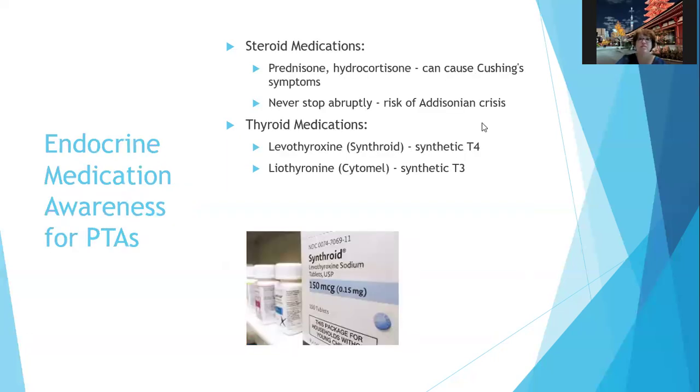So the medications that people are taking in general, if they have cortisol issues, prednisone and hydrocortisone can actually cause Cushing symptoms, but they should never be stopped abruptly because then you're risking an Addisonian crisis. Thyroid medications include Synthroid. You hear that a lot for people that have had their thyroid removed or even partial removal. It's synthetic T4, and then Cytomel is synthetic T3. So those synthetic thyroid hormones are commonly used with hypothyroid.